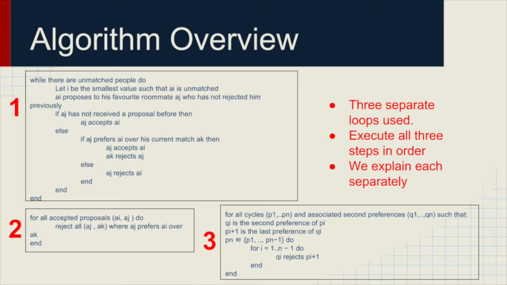Now here is the algorithm. It's split into three separate loops. The first loop makes sure that every person has at least one match. In other words, keep looping until everyone has proposed a match that's been accepted. However, it is possible for someone to be rejected by everyone. In this case, no stable match can be found.